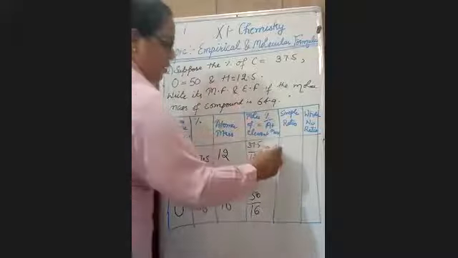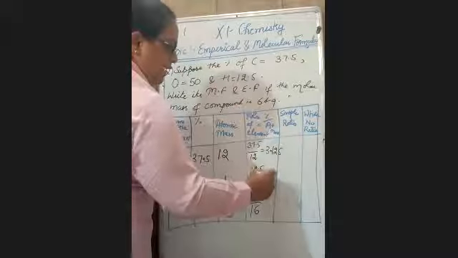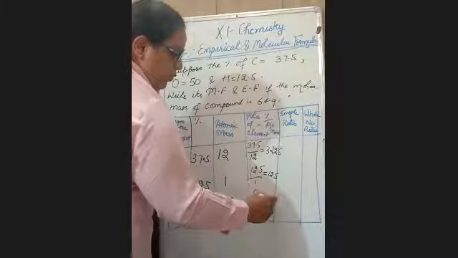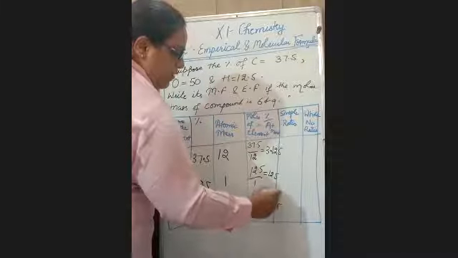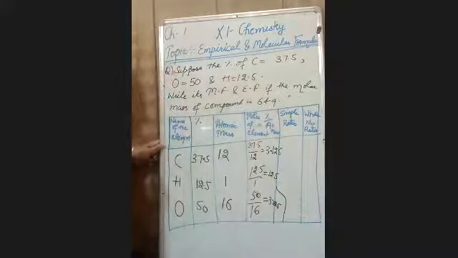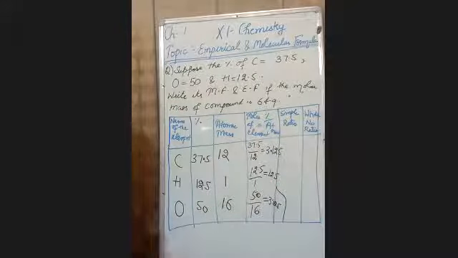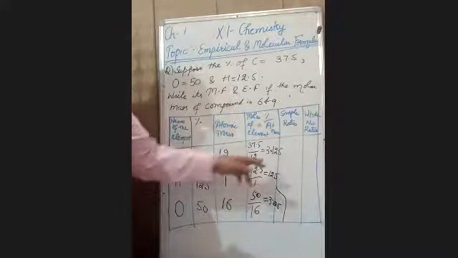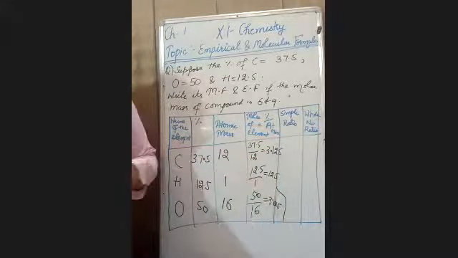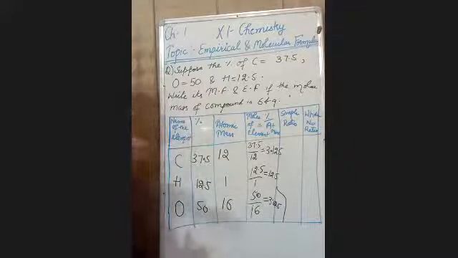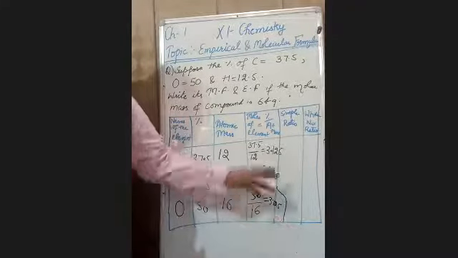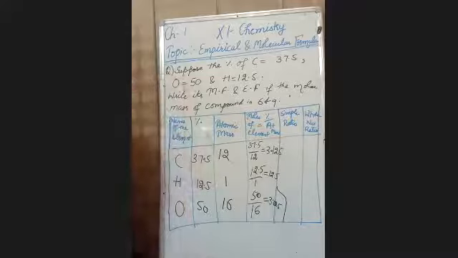It will come out to be 12.5. It will come out to be 3.125. Same. Now, after you find the moles of each element, you have to choose the smallest quantity. Out of these three, 3.125 is the smallest quantity.